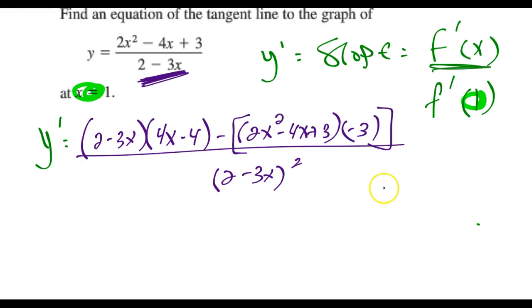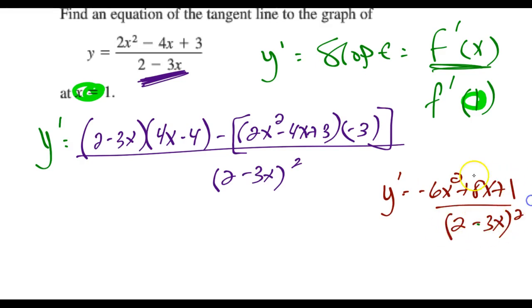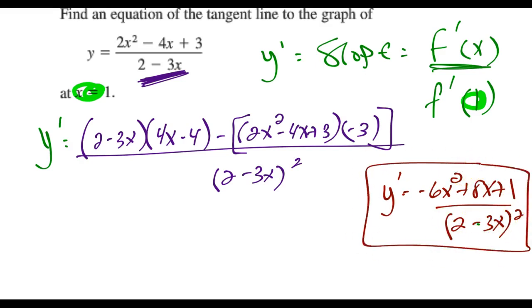Pause the video. All right, the answer is negative 6x squared plus 8x plus 1 over 2 minus 3x quantity squared. Now, if you didn't get that, let's see if we can work that out together. Really, what would be really helpful is if we didn't get that, you go back and find your own mistake. That's more powerful than you just sitting here watching me work the problem out. Learning from your own mistakes is really powerful. So if you don't take the time to try to find your own mistakes during these videos, then you're not going to be able to find your own mistakes during a test.